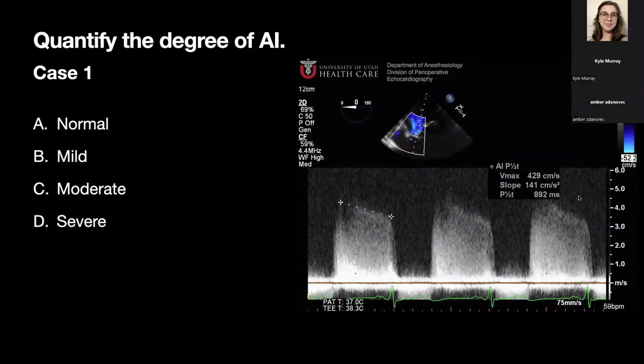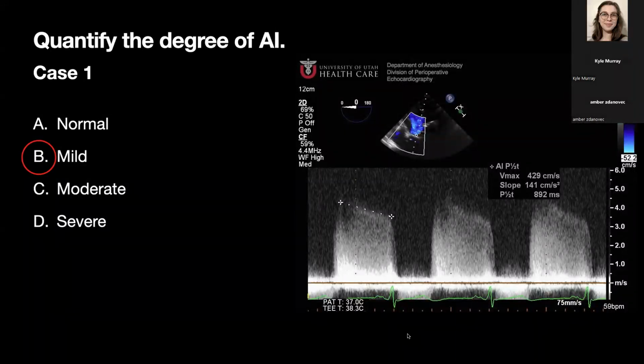Mild. Right, so the cutoff is 500 for mild, and this is even higher than that. So it takes even longer for pressure to equalize, right? So it's a small hole. And you can kind of tell that too, because you see how it gets faded towards the top of this? So if there's a really bad aortic regurgitation jet, this would all be filled in really darkly too. So it kind of makes sense with what you're seeing with the regurgitant waveform.